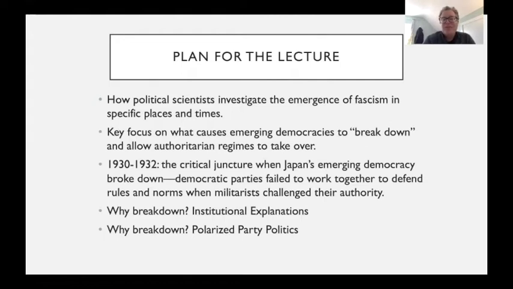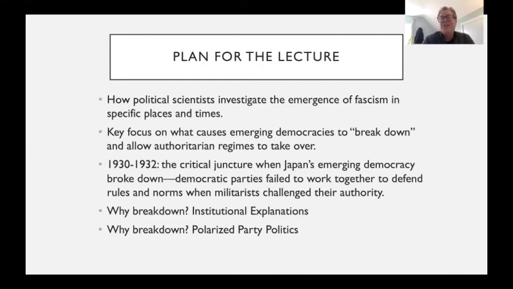So after I introduce the general project of how we try to understand this in political science, I'm going to get down to sharing with you some of the key events in the moment that we see as the point at which Japan's emerging democracy broke down between 1930 and 1932. And you can see exactly how it happened, and there will be some disturbing parallels, I think you will see, to some of the things that are happening in the United States today.